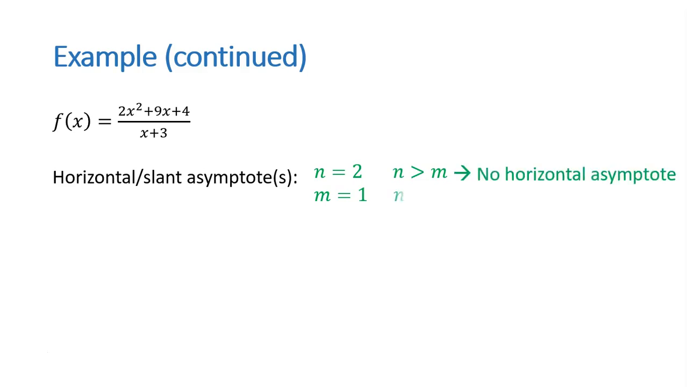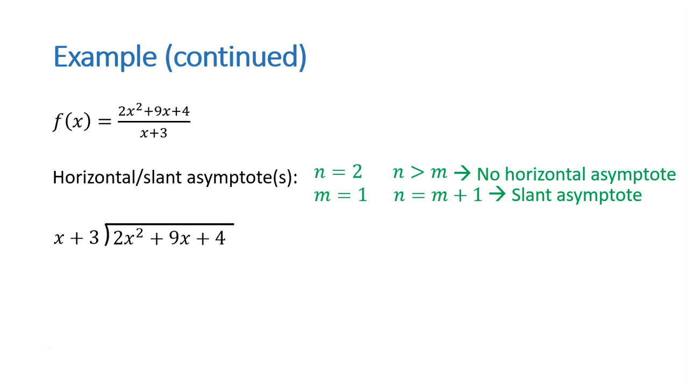But we're in that special case where n is equal to m plus 1. The degree of the numerator is exactly 1 more than the degree of the denominator, which means we have a slanted asymptote. So we set up our division problem. The denominator divided into the numerator, the quotient is going to give us our slanted asymptote. So 2x squared divided by x is going to be 2x. That's the first part of our quotient.